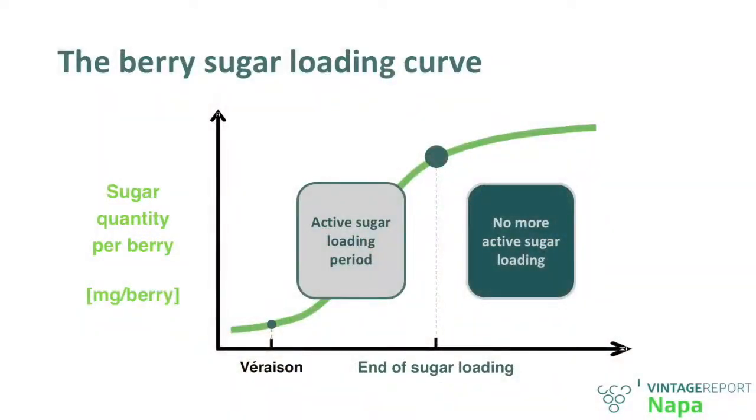So how does it look? This is the classical berry sugar loading curve. The beginning is at the veraison. Okay, berries start loading sugar at veraison for sure. And you have a first period that we call the active sugar loading period. And then the quantity of sugar per berry reaches a plateau. We talk about the maximum quantity of sugar per berry. And from that point, we talk about the sugar loading stop, sugar loading end. And it's very important for us to define those two periods and to understand when the maximum of sugar quantity per berry occurs.